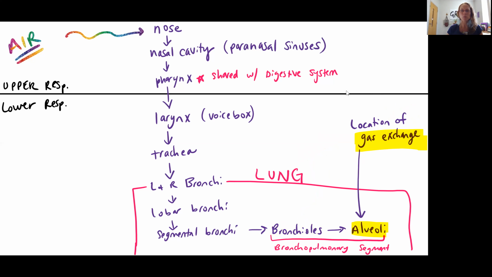The alveoli are important because this is the location of gas exchange. So this is actually where the oxygen gas will make its way into the capillary and the carbon dioxide gas will make its way out of the blood into the alveoli so we can exhale it.